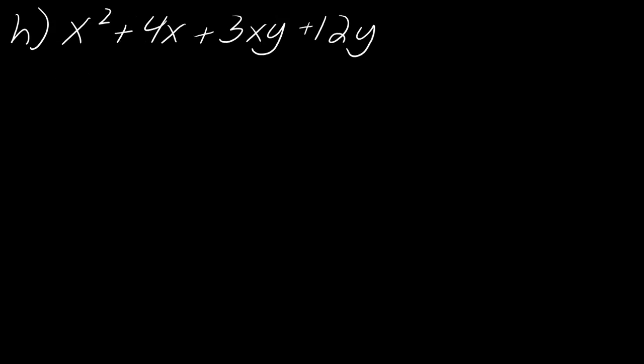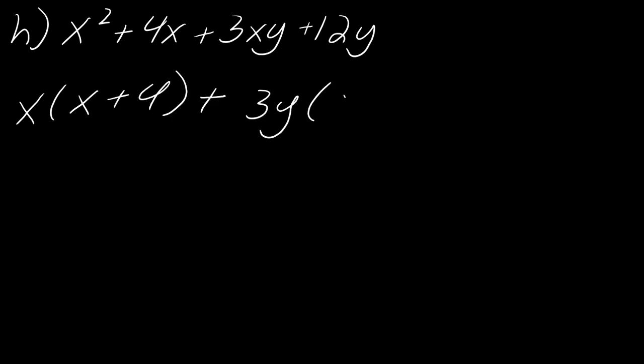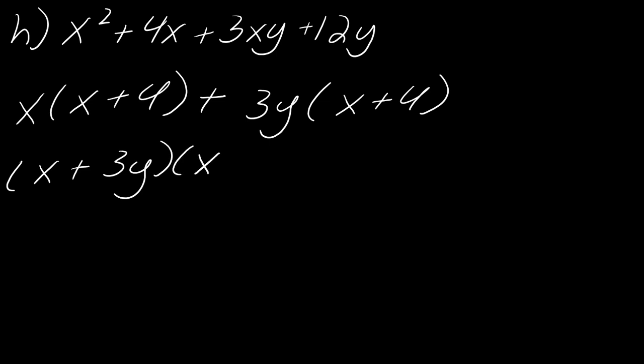Okay, so now moving on to h here. So I have x squared plus 4x plus 3xy plus 12y. In the first two terms, I notice that I can factor out an x so that I'm left with x plus 4. And out of the second two terms, it looks like I can factor out a 3y. So once again, I'm left with x plus 4. And this will become x plus 3y times x plus 4.